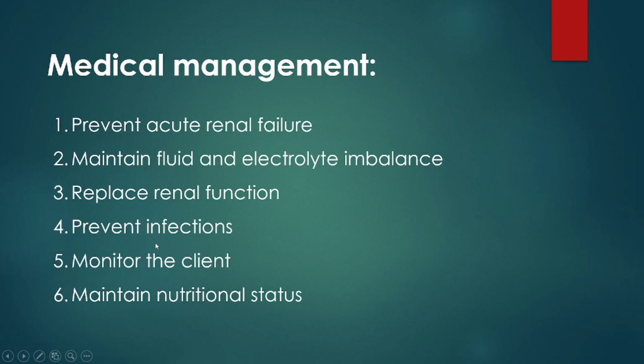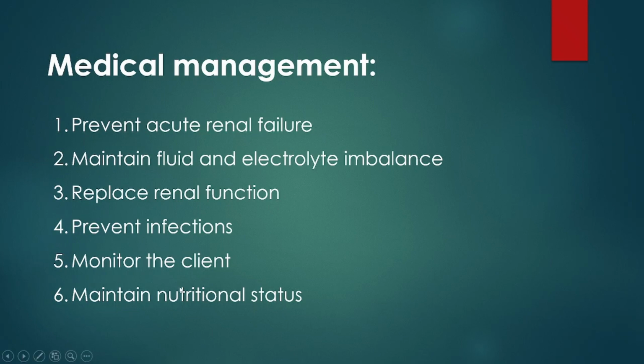Preventing the infections. In acute renal failure, there is a decrease in urine formation. In some cases, indwelling catheters will be used in order to drain out the urine. As there is continuous use of indwelling catheters, there will be an increased risk of infections. To prevent infection, we need to reduce the use of indwelling catheters.